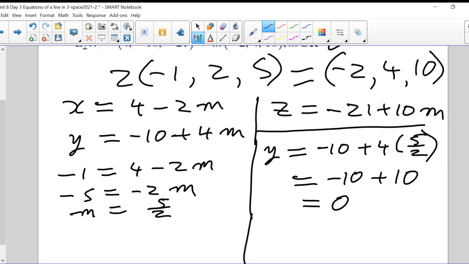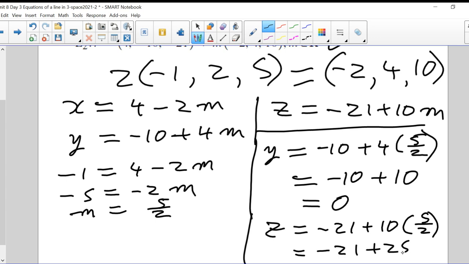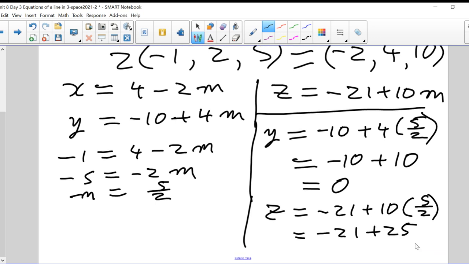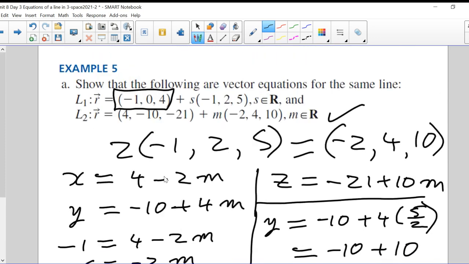I only have 1 minute left. The z should be equal to minus 21 plus 10 times 5 over 2. I mean, that's your m value. 2 into 10 is 5. 5 times 5 is 25. So that's minus 21 plus 25, which looks to me like that should be equal to 4. And does that check out as our z value? It does. And that's all she wrote.